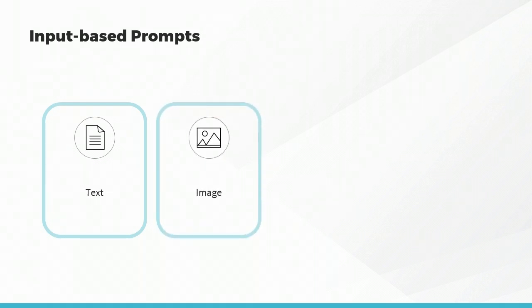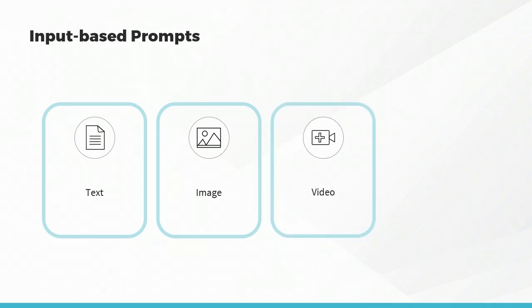Image prompts involve providing an image as input to the model. The model then generates a response based on the image. For example, an image prompt could be a picture of a beach, and the model could generate a response like "I wish I could be on that beach right now." We can also use video prompts, where a video is provided as input to the model. The model then generates a response based on the video. For example, a video prompt could be a clip of a funny cat, and the model could generate a response like "That cat is hilarious."